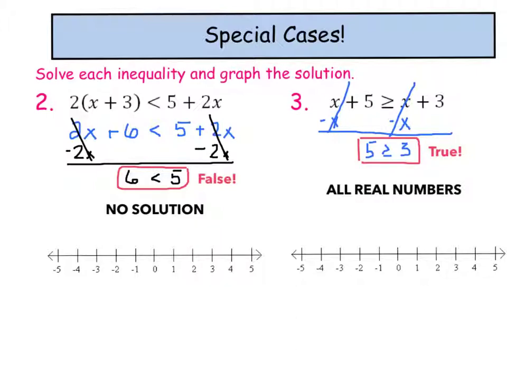The last thing we have to do again is graph the solution. And once again, I'm not going to tell you how to graph all real numbers on the number line. Rather, I'd like you to write down what you think the graph of all real numbers would look like, and we'll talk about it in our next class. And that's it. You know what you need to know about solving inequalities with variables on both sides.